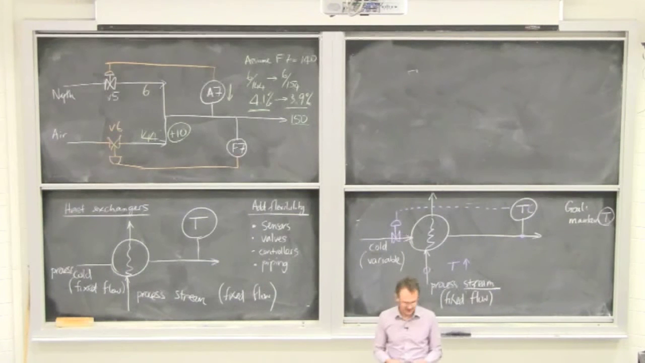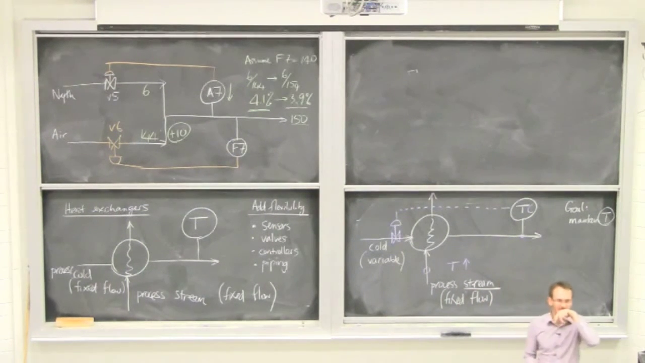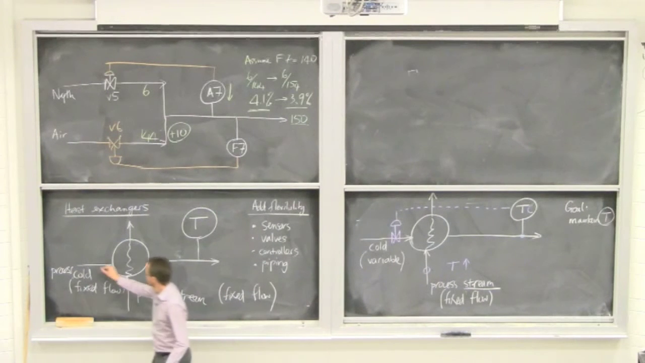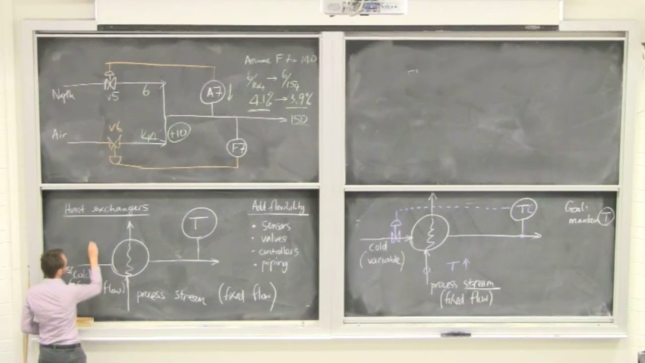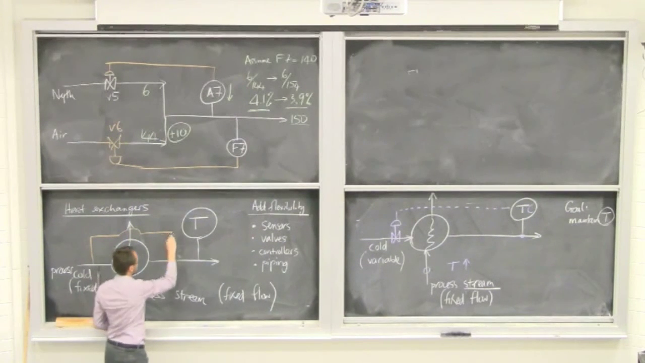Okay, suggestions. Adam? You add a bypass stream across the exchanger on the cold side, and then you add a valve on that bypass with your controller. Okay, so a bypass around the cold stream. Let me do it up this way, so bypass coming around over into here.